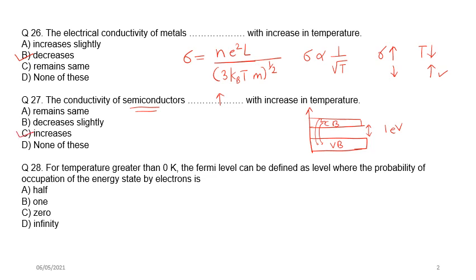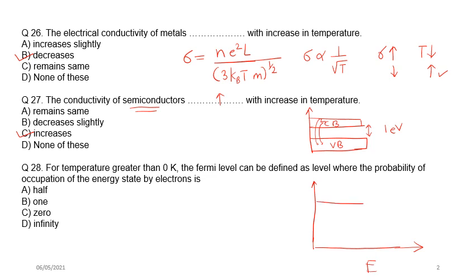Now let's see the next question. For temperature greater than 0 Kelvin, the Fermi level can be defined as the level where the probability of occupation of the energy state by an electron is. For that purpose we have to see this diagram. Let's say on the y-axis we have probability of occupation.